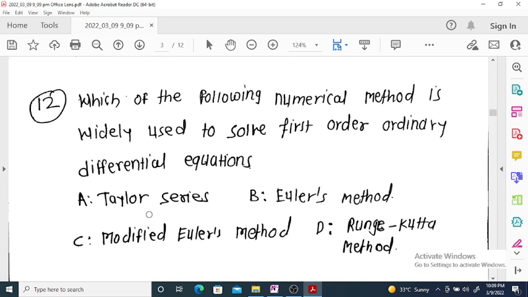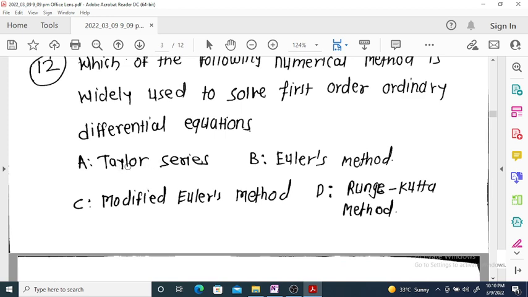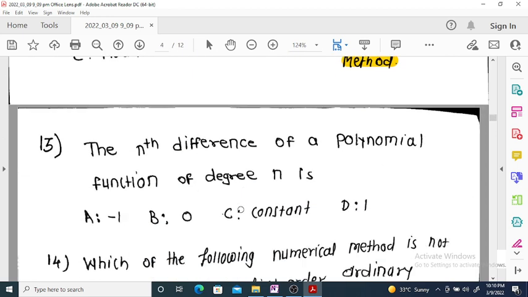Which of the following numerical methods is widely used to solve the first order ordinary differential equation? We know that these four methods, Taylor series, Euler method, modified Euler's method, and Runge-Kutta methods, are all used to solve first order ordinary differential equations, but the most commonly used method is the Runge-Kutta method.